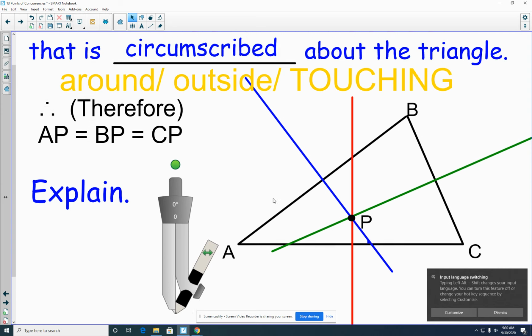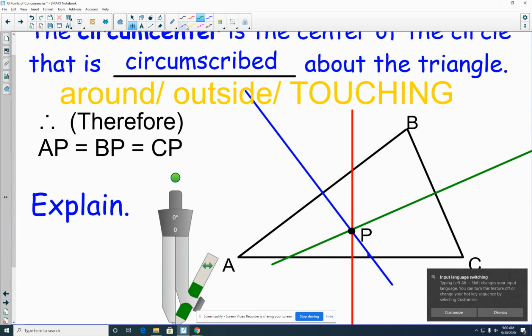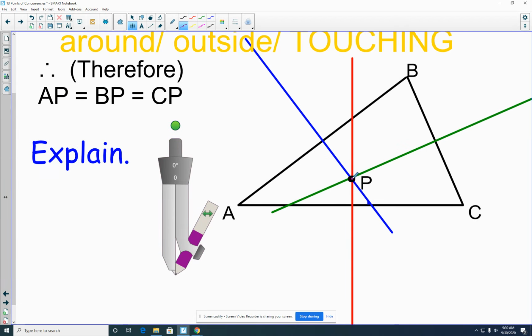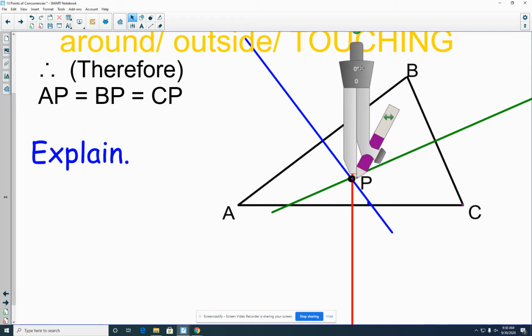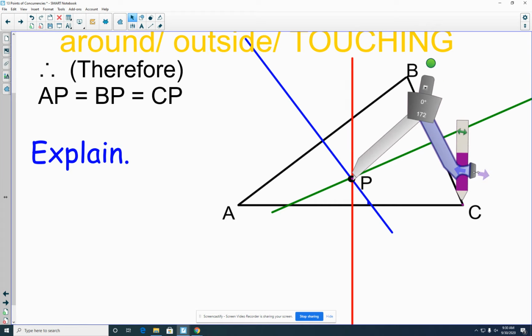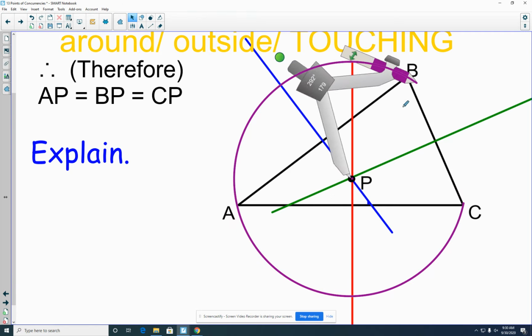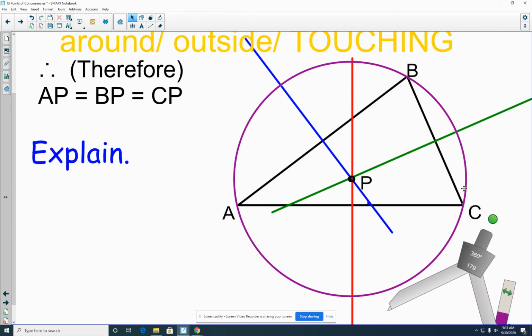So how do I actually get that circle now? Take a look. I can now construct a circle with a center P, and I'm going to go to C. So I'm going to take my compass, put the center on P, and stretch out to C. And let's get this circle like this. And I can now swing my circle. And look what happens. C is on the circle, B is on the circle, and A is on the circle.